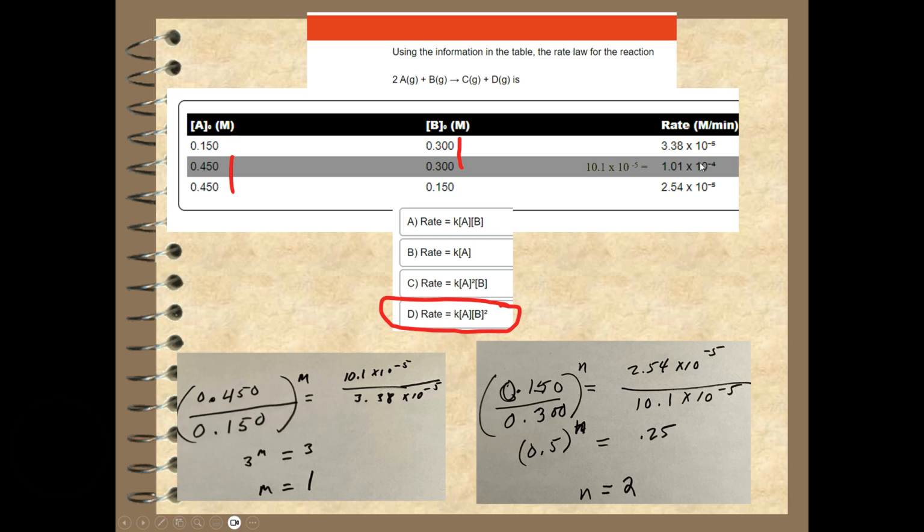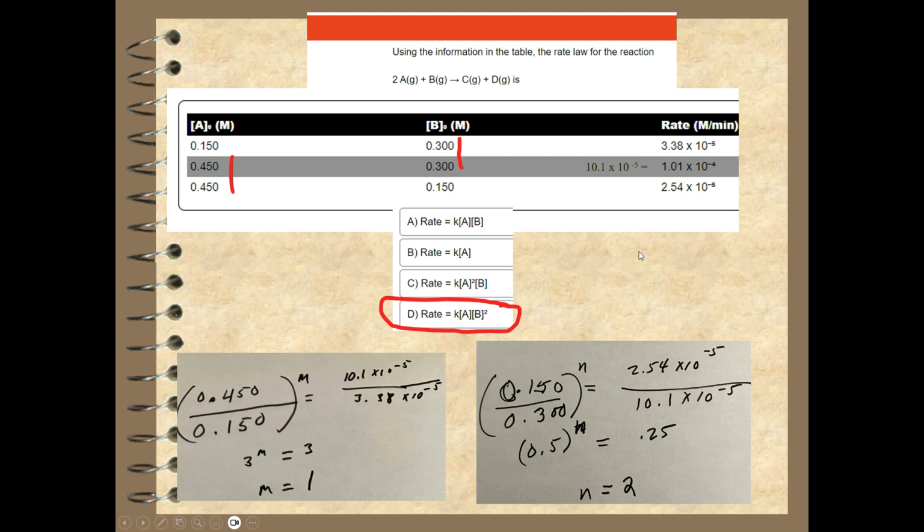Oh, no, excuse me, that was wrong. So I take 10.1 times 10 to the minus 5 and divide it by 3.38 times 10 to the minus 5. Okay, so that's what we have here.